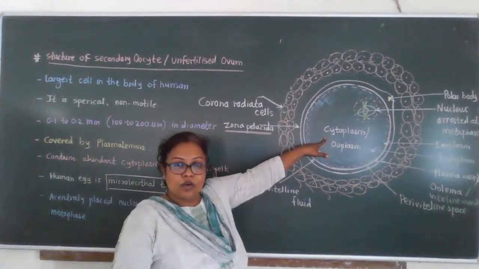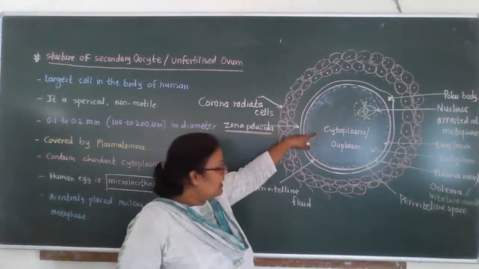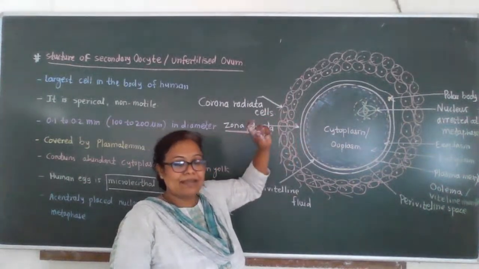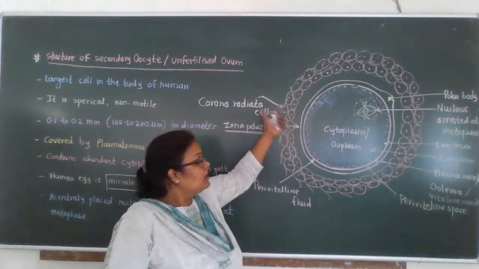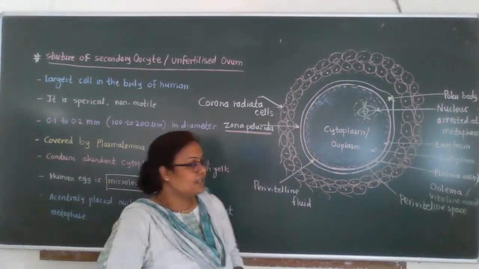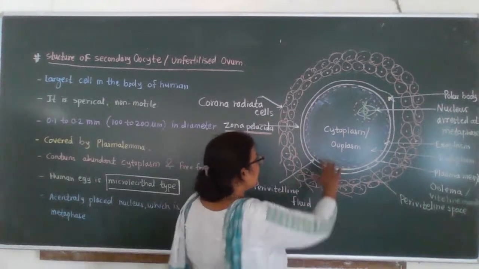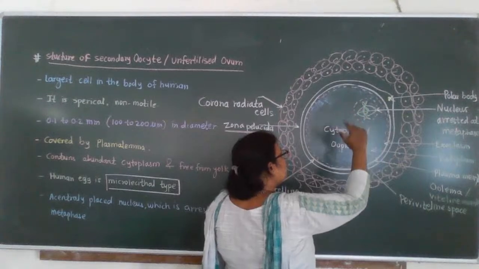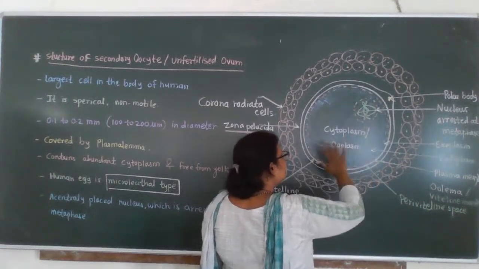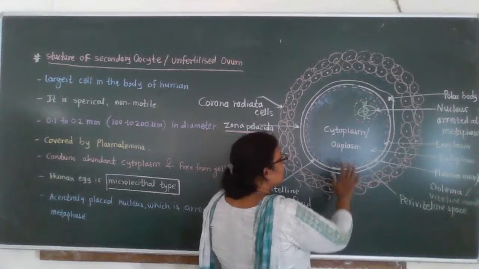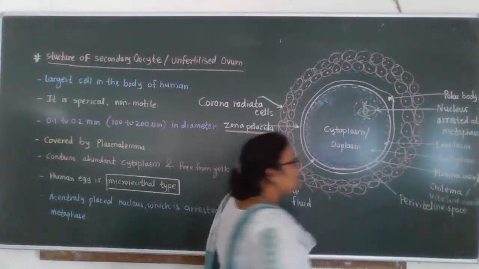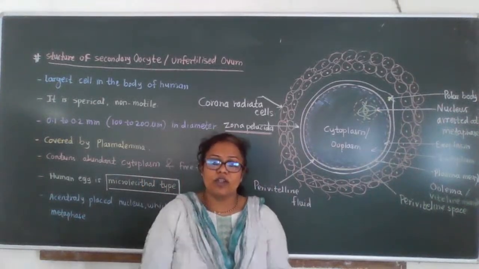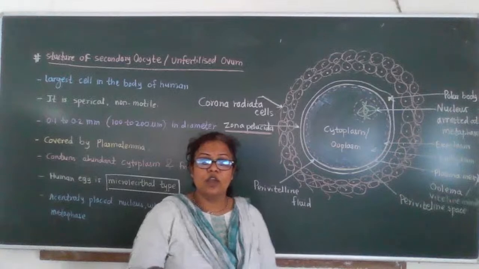It lacks yolk also. So the egg which contains a maximum amount of cytoplasm and a very little amount or absence of yolk, that type of egg is called a microlecithal egg. This cytoplasm is of two types. At its periphery it is granular, called the exoplasm, and on its central side, which is clear, it is called the endoplasm. And the nucleus is centrally placed, and this nucleus is arrested at metaphase, and because of this only, it is called an unfertilized ovum or secondary oocyte.